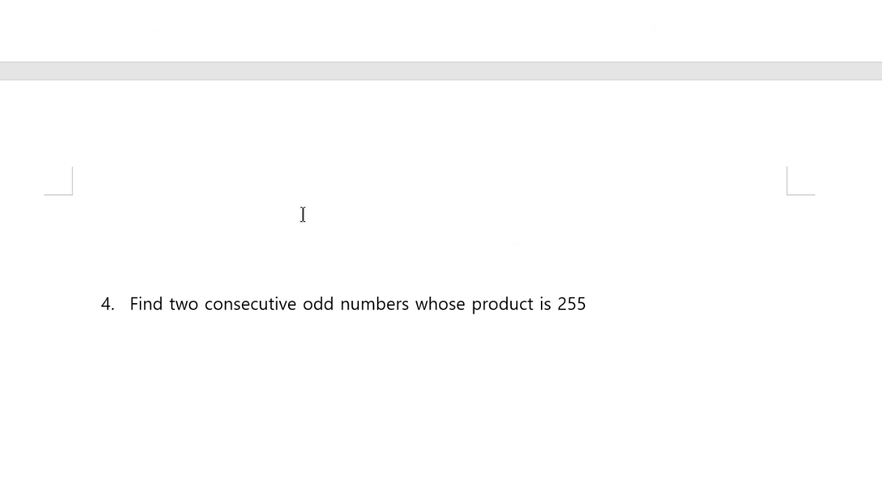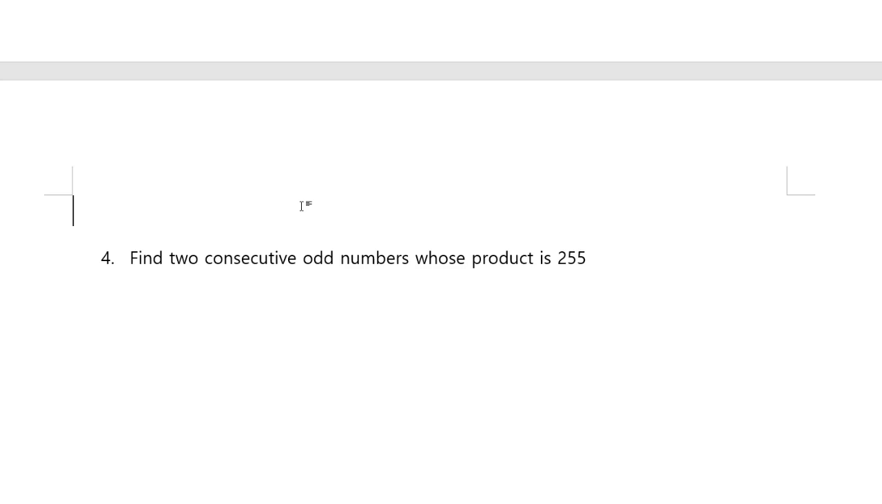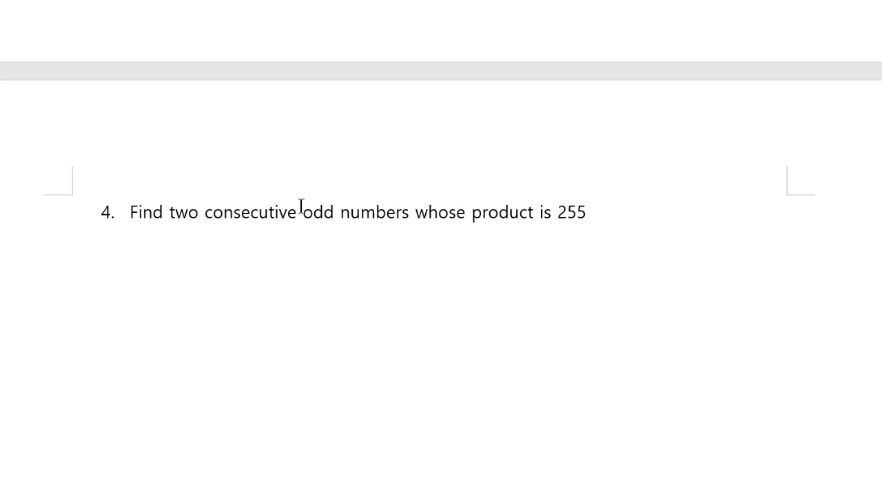Let's move on to the second question. The second question is a lot easier. Find two consecutive odd numbers whose product is 255. Well, if you have an odd number, what's the relationship between the next consecutive odd numbers?